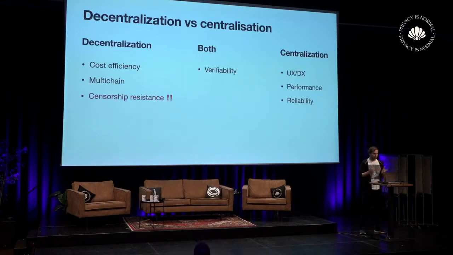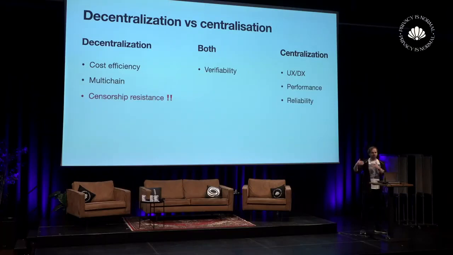So let's think about what we've talked about so far. If you're building a decentralized provider, you have better cost efficiency, multi-chain, and of course censorship resistance. Decentralization is the only way to battle censorship we know of. Verifiability kind of goes both ways, doesn't matter. And centralized providers have better UX, DX, performance, and reliability. So if you remember what I talked about in the beginning, centralized providers are winning hard. So if nothing changes, our future is actually extremely centralized, with censorship mechanisms on the Web3 data layer.